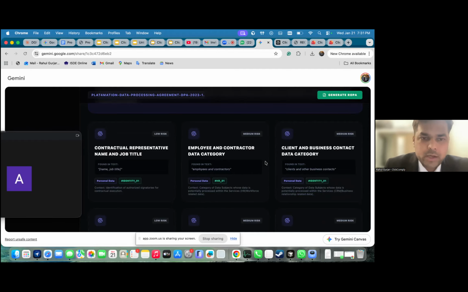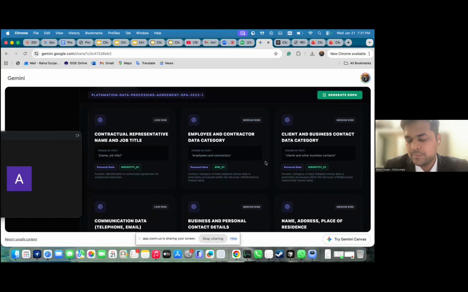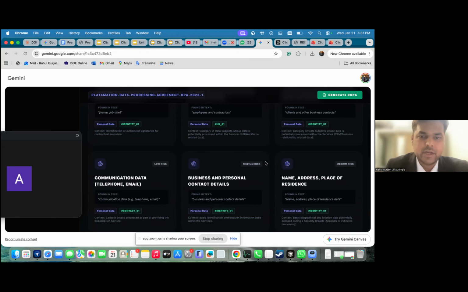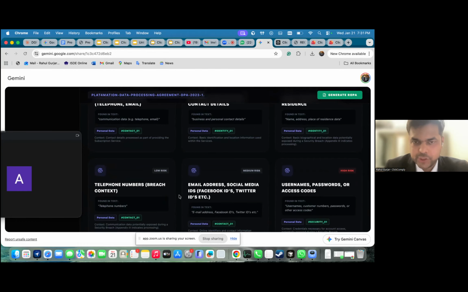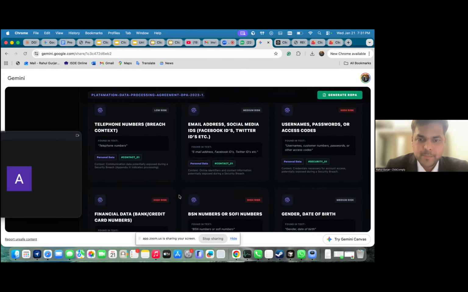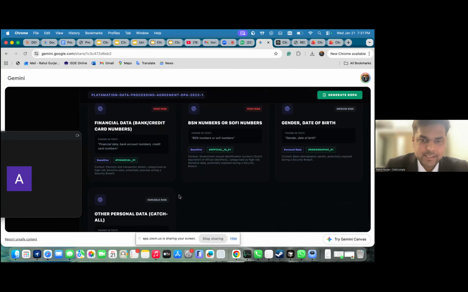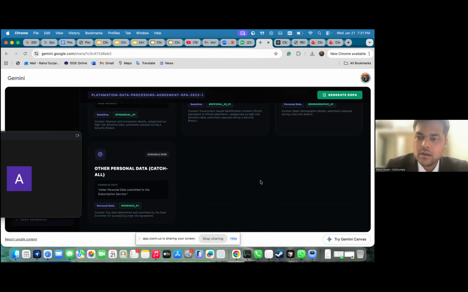So it'll tell you what data is in contractual representative name and title. It'll extract all that into this employee and contractor data. It will auto-populate the client and business contact data, name, addresses, business, personal details, communication data. So whatever is protected data under the act, it will extract from all your database, including the contracts, and will auto-populate all this.